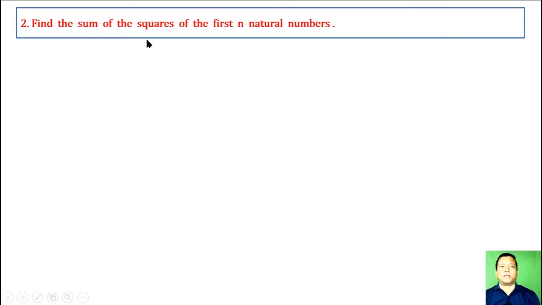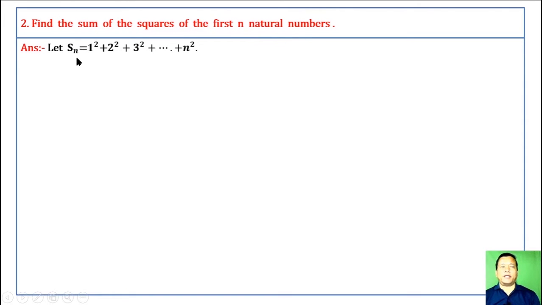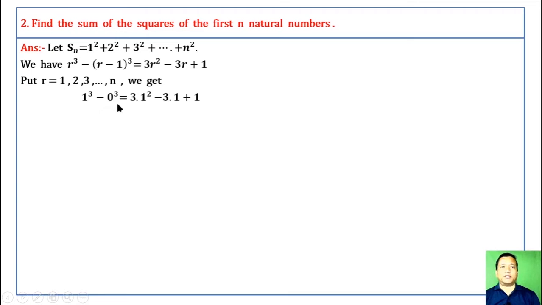2. Find the sum of the squares of the first n natural numbers. Let Sn denote 1 square plus 2 square plus 3 square plus up to n square. We have r cube minus r minus 1 whole cube equal to thrice r square minus thrice r plus 1. Remember this identity. Put r equal to 1, 2, 3 up to n. We get 1 cube minus 0 cube equal to 3 into 1 square minus 3 into 1 plus 1.